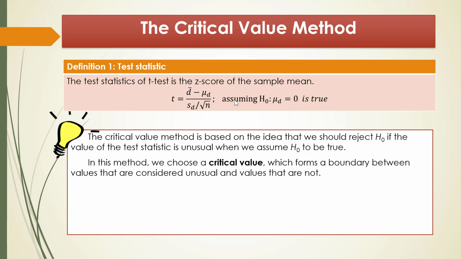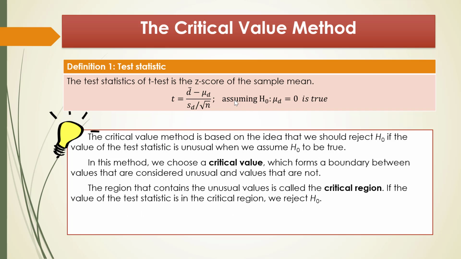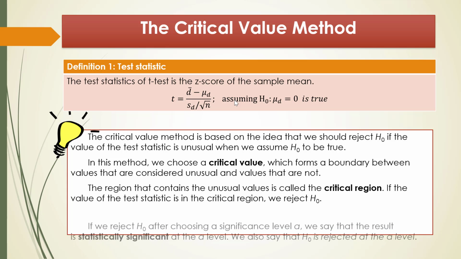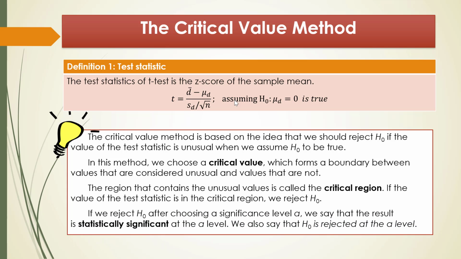In this method, we choose a critical value, which forms a boundary between the values that are considered unusual and the values that are not. The region that contains the unusual values is called the critical region. If the value of the test statistic is in the critical region, we reject the null hypothesis. If we reject the null hypothesis after choosing a significance level alpha, we say that the result is statistically significant at the alpha level. We also say that the null hypothesis is rejected at the alpha level.